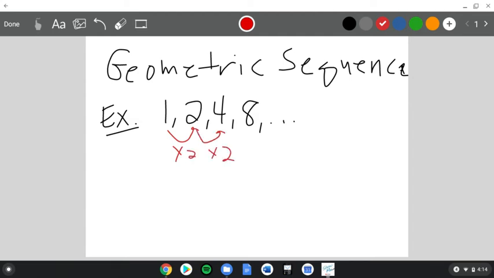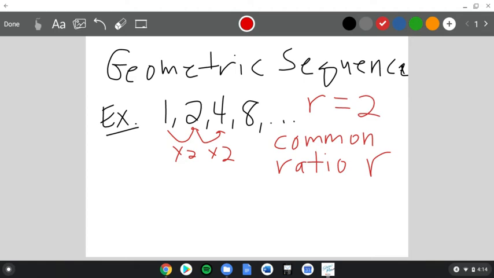So what you are commonly multiplying each time to get from one number to the next is called the common ratio. And in our formulas, we'll use the letter R for that. So in this case, R would be 2.